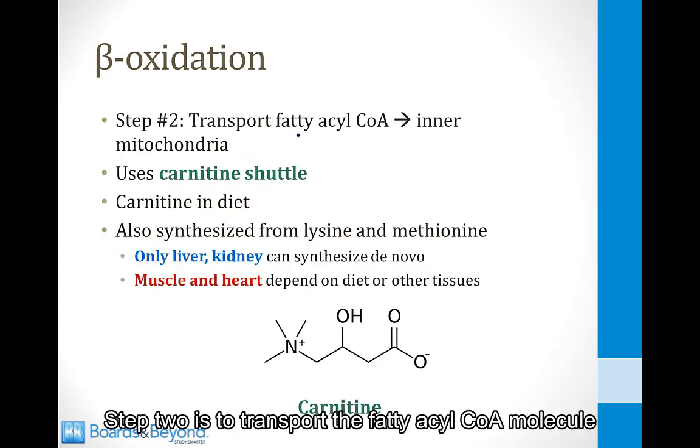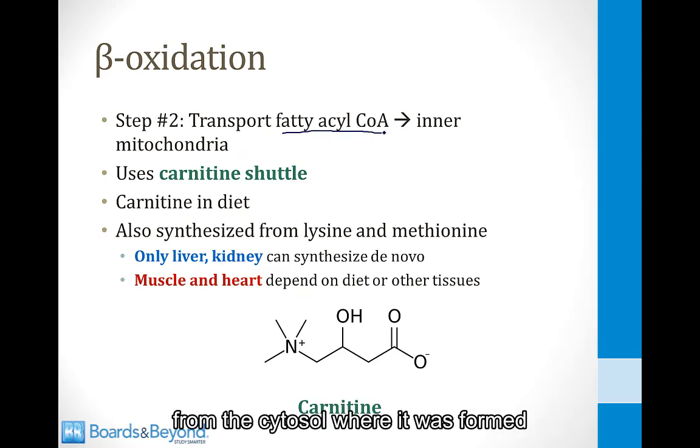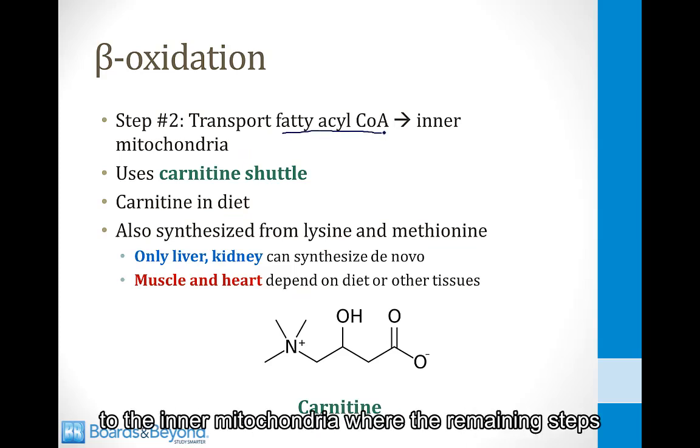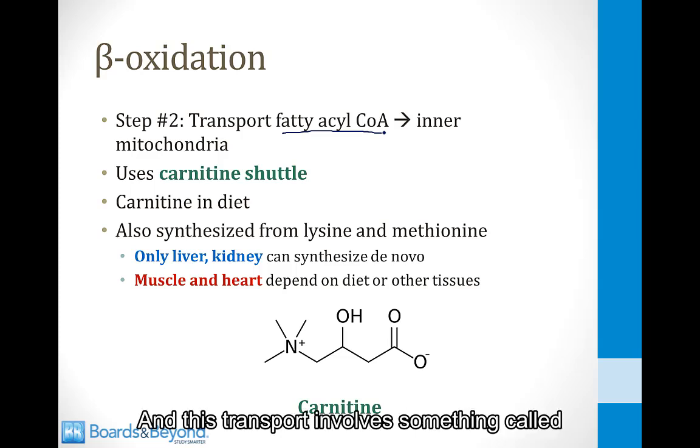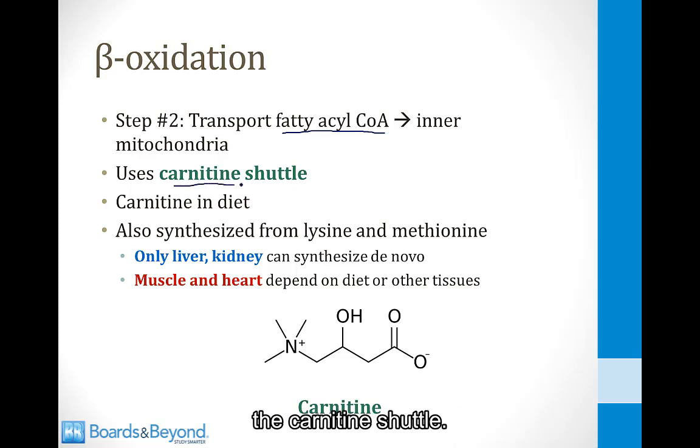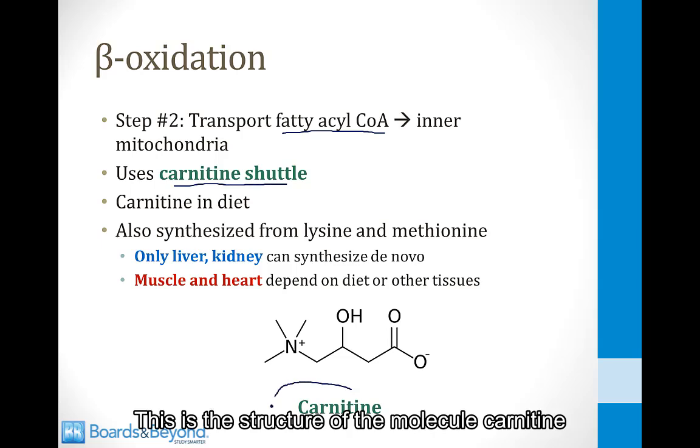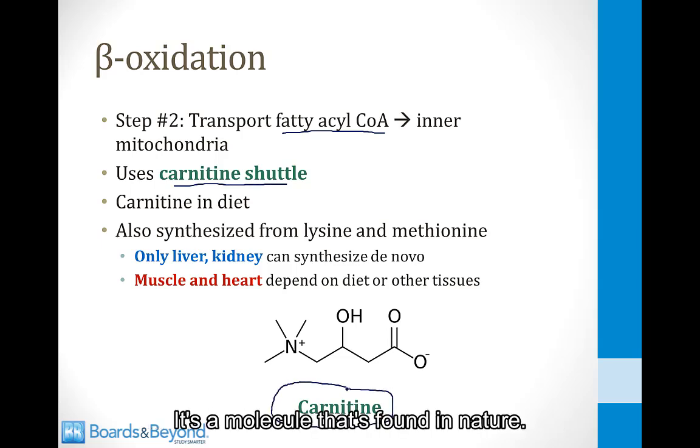Step 2 is to transport the fatty acyl-CoA molecule from the cytosol where it was formed to the inner mitochondria where the remaining steps of beta oxidation will occur. And this transport involves something called the carnitine shuttle. This is the structure of the molecule carnitine on the screen here. It's a molecule that's found in nature.